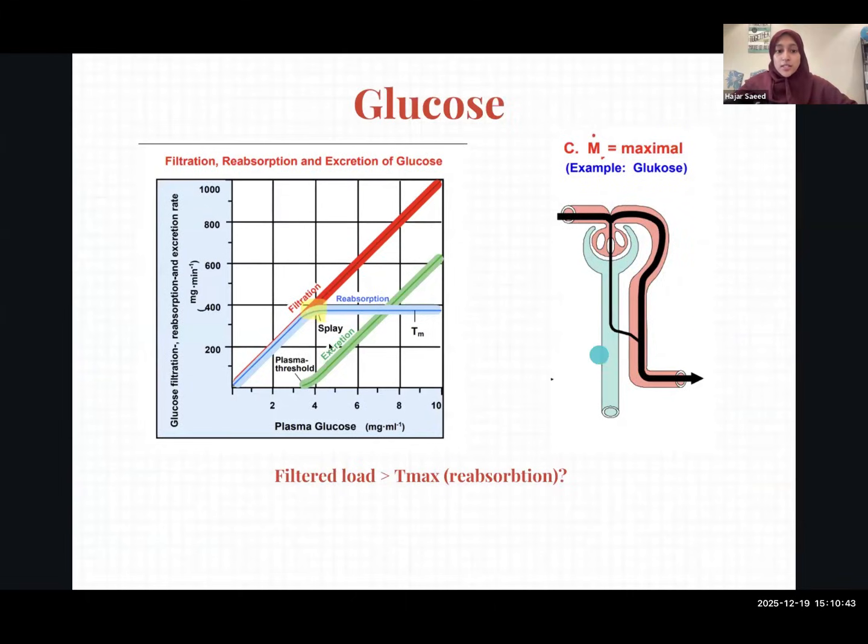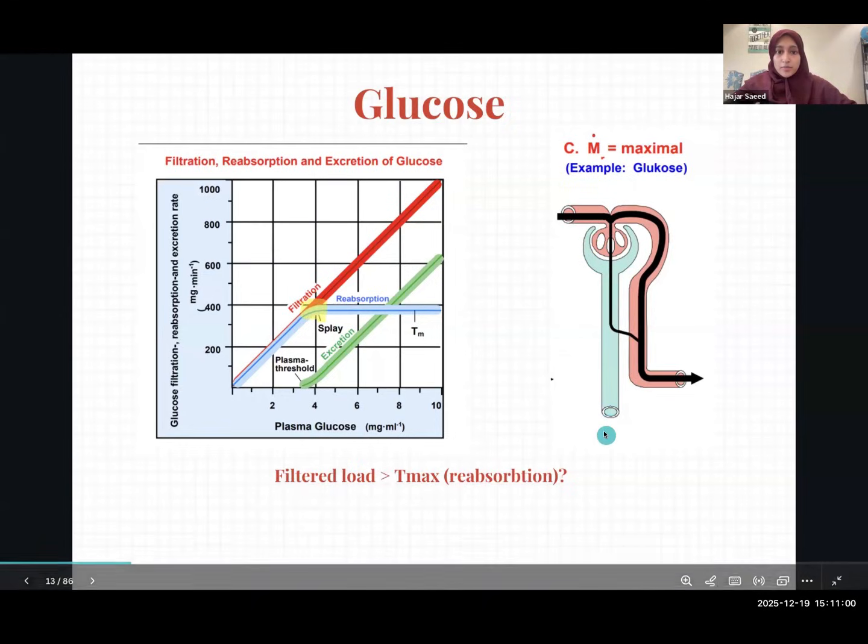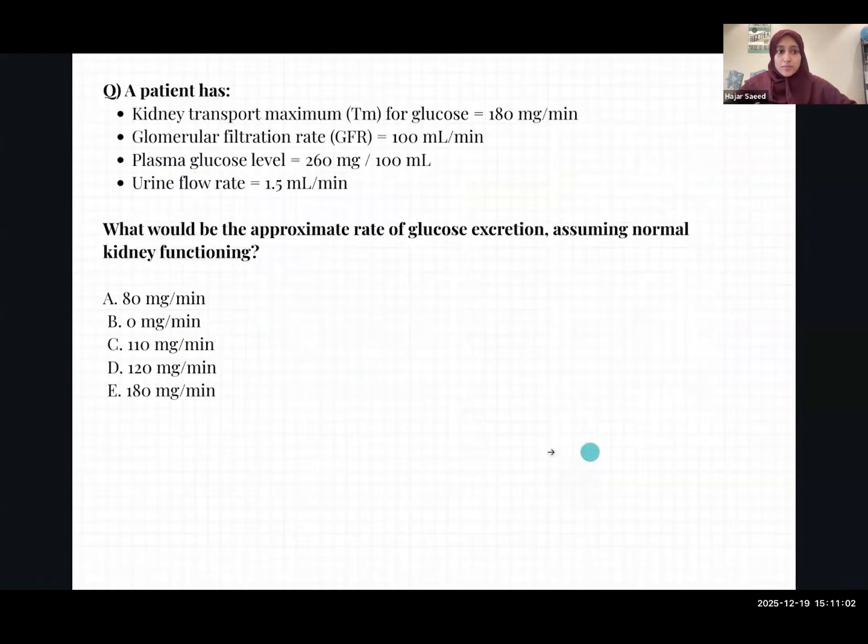The only reason it would be excreted is if we reach the transport maximum, as in we filtered all of it, we reabsorbed all of it, all the transporters are full, and we still have more glucose. Only in that case will we excrete it. So this is called Tmax, or the maximum amount we can reabsorb. If the filtered load is more than Tmax, that means some of it is being excreted. Okay, so what would be the approximate rate of this glucose excretion, assuming normal kidney functioning?